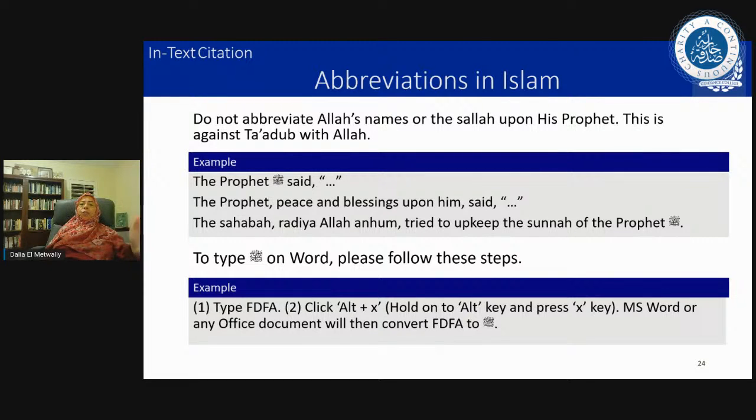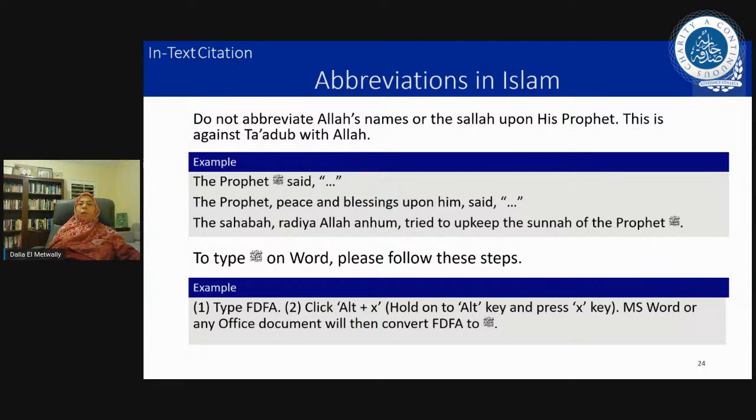Abbreviations in Islam. It is so essential that you do not abbreviate Allah's name, or abbreviate sallallahu alaihi wasallam, because it is against the adab with Allah. So at-ta'addub ma Allah is respecting Allah and having adab, good manners, with Allah subhanahu wa ta'ala. As such, we are never going to write Allah's name as an A. You find some people saying ASA. What is that? That is an absolute lack of ta'addub ma Allah, right?